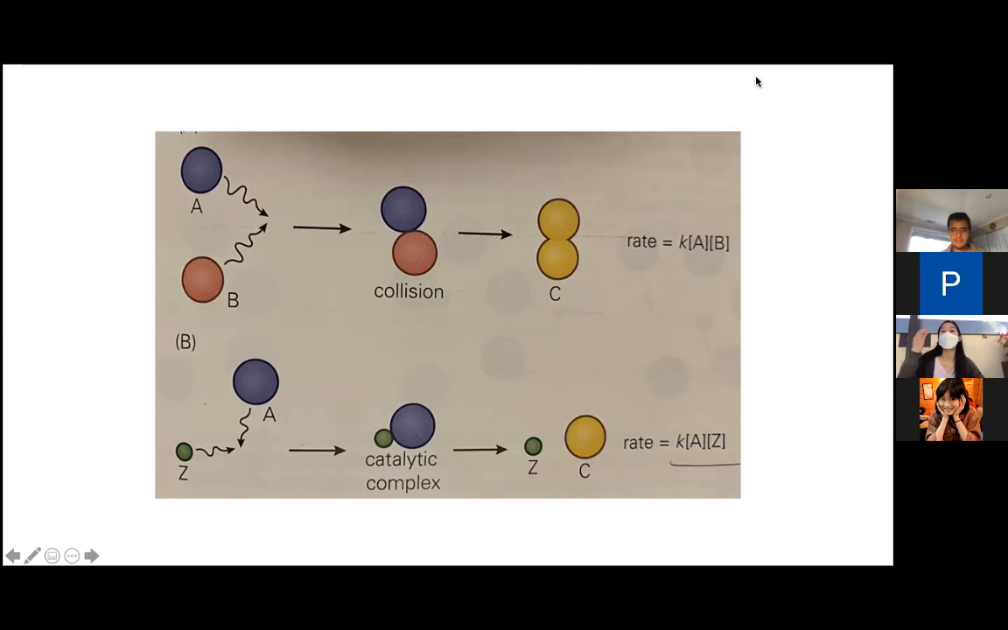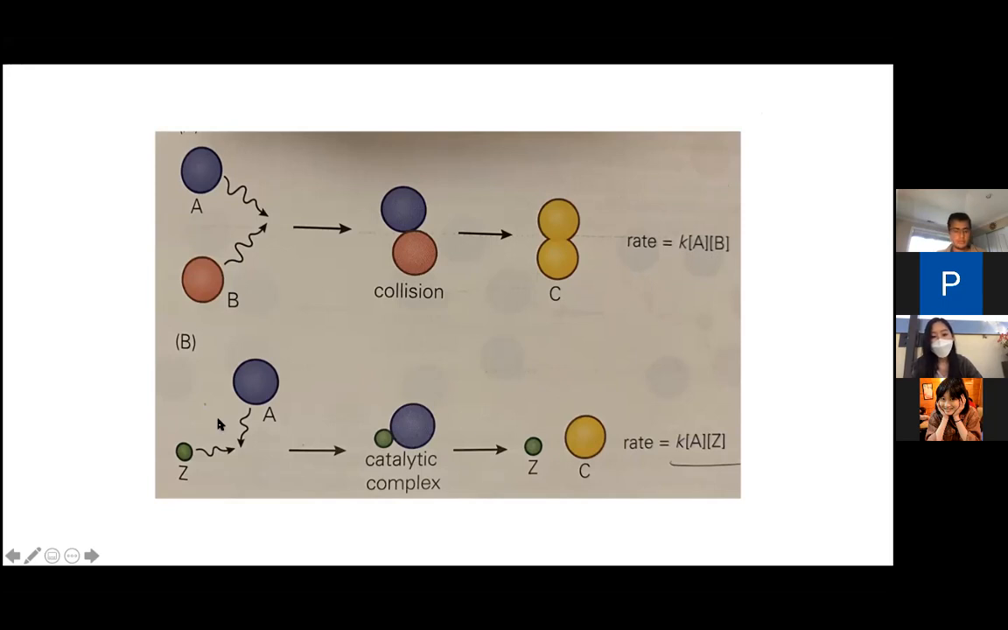No. Oh, Lisa. Okay. So here you have a reaction where you have two reactants, A and B. They collide, and then they form the product C. So this is what the corresponding rate law looks like for that.